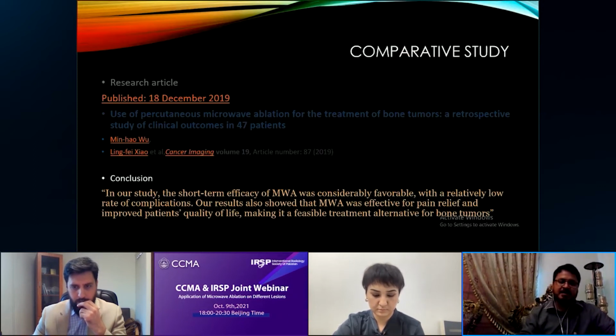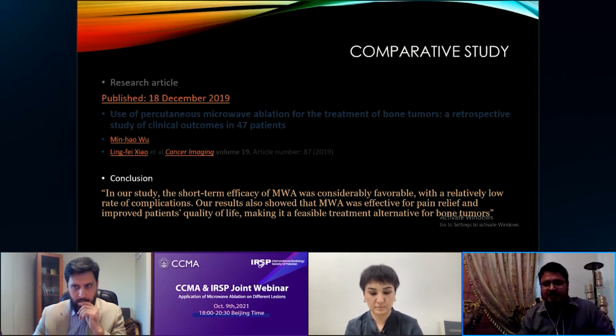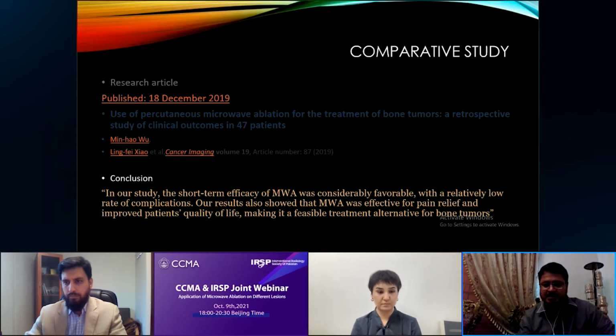This recently published paper in 2019 compared the efficacy of microwave and radiofrequency ablation, and they concluded that in their study, the short-term efficacy of microwave ablation was considerably favorable, with a relatively low rate of complication. Their results also showed that microwave ablation was effective for pain relief and improves patient quality of life, making it a feasible treatment alternative for bone tumor.